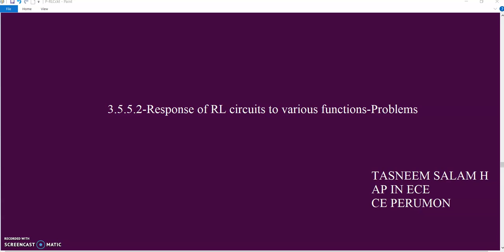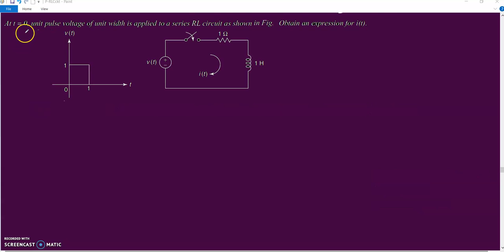In this session, we will be dealing with the problems of the response of RL circuits to various functions. Here is a question. At t equals 0, a unit impulse voltage of unit width is applied to a series RL circuit as shown in the figure. Obtain an expression for i(t).